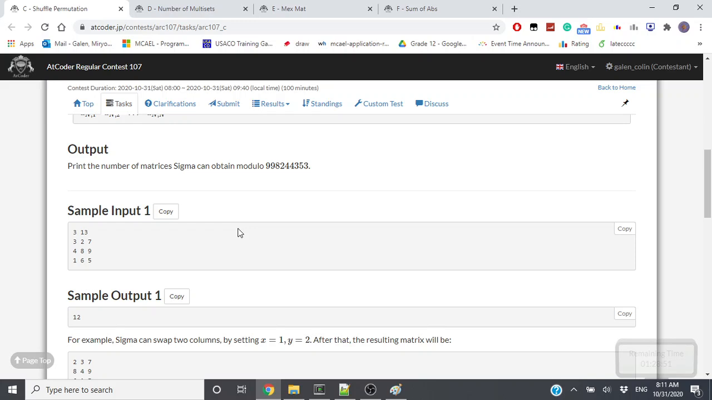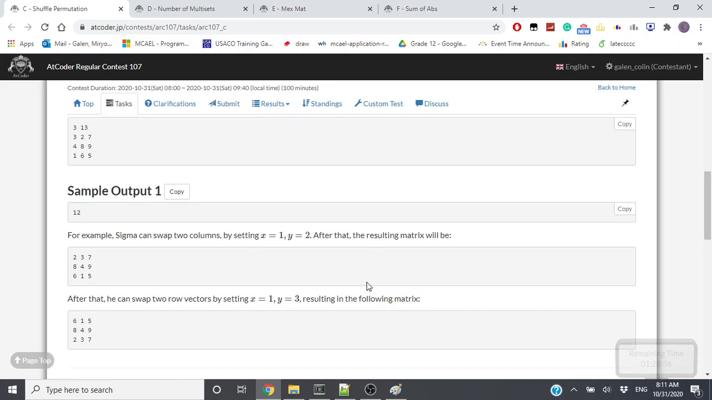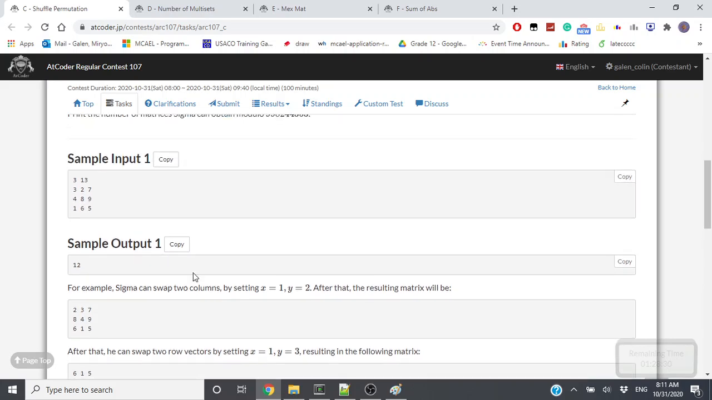I see, so all rows and all columns must be less than or equal to k. I just love math. So for example, you can't swap these two because these sum up to 16. Can't swap these two because these sum up to 14, but you can swap these two and these two. Interesting. Oh, and you can swap these two as well.